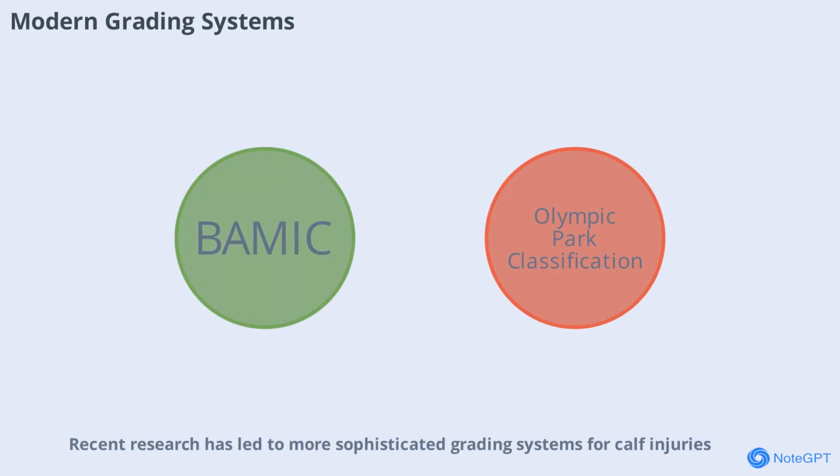Recent research has led to more sophisticated grading systems for calf injuries. For example, the British Athletics Muscle Injury Classification (BAMIC) and the Olympic Park Classification consider not just the degree of tissue disruption, but also the specific structures involved, such as tendons or aponeuroses. These systems have shown better correlation with recovery times and help clinicians predict return-to-play more accurately. However, they require standardized imaging protocols and experienced radiologists for consistent application.